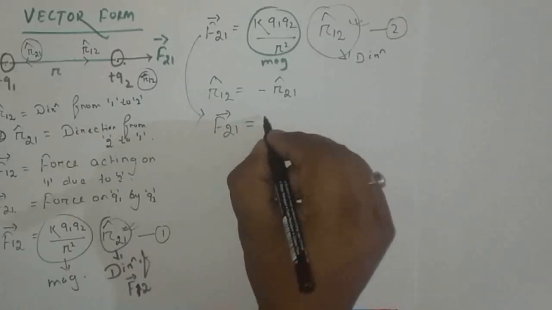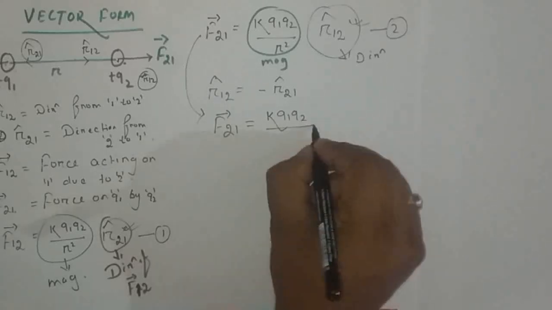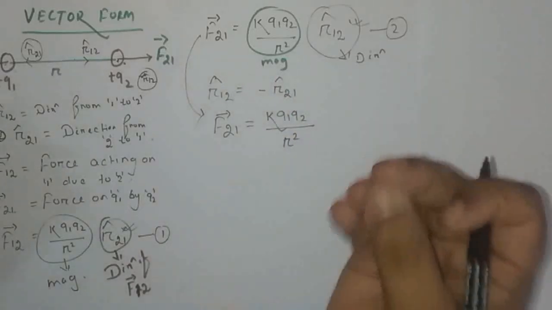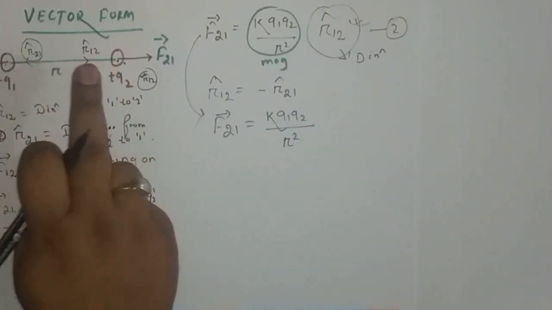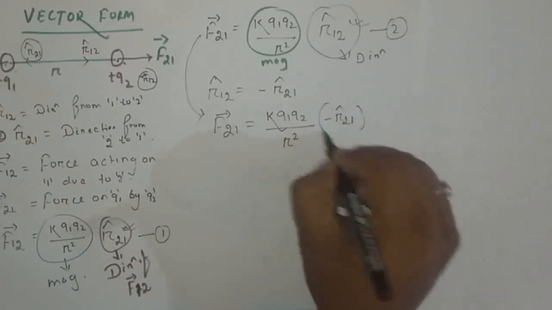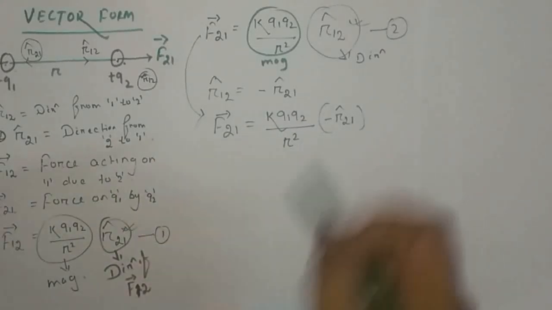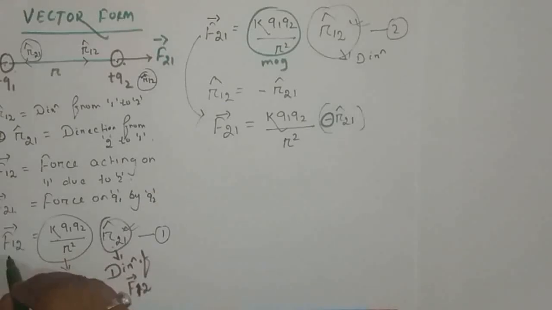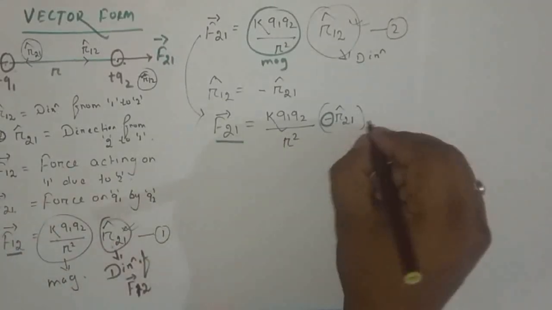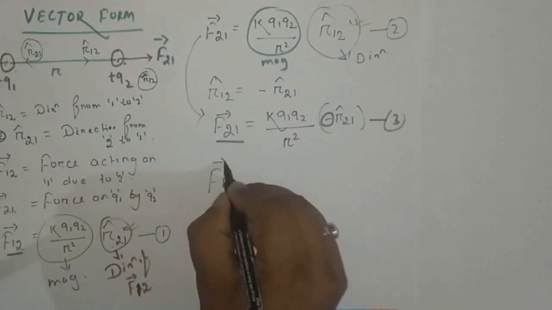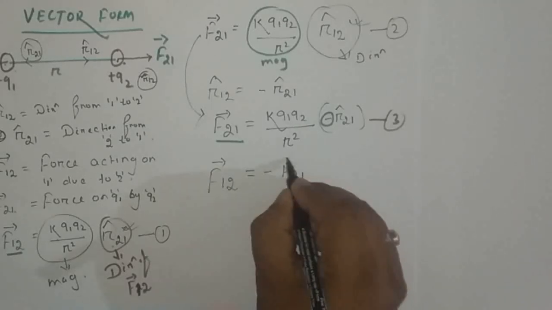So from equation 2 I can write again. F21 vector is nothing but equal to K Q1 Q2 by R square. I can write R12 square, I can write R21 square. All are the same because the distance is the same. Only the direction changes. This is minus of R21 cap. So except this minus symbol, the rest are equal: R21 cap, K, Q1, Q2, R square. So F12 and F21. So from equation 1 and 3, what can you write? F12 is nothing but equal to minus F21.